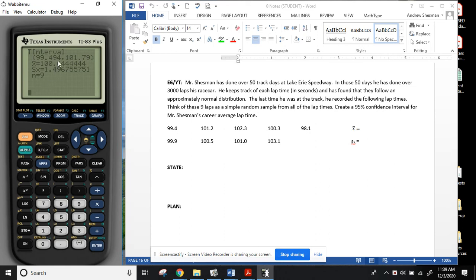Anytime you do a t interval or a t test on your calculator, as part of your answer in the do stage, you should write down what the degrees of freedom are. Our degrees of freedom is n minus 1, so 9 minus 1 is 8. But on my do stage, the only thing I'd have to have written down are these pieces of information, and degrees of freedom equals 8.